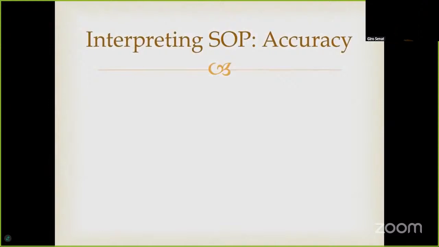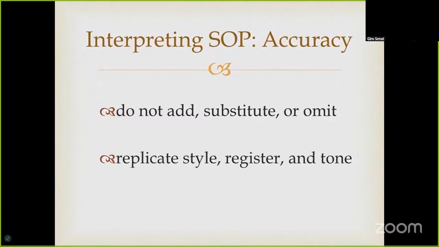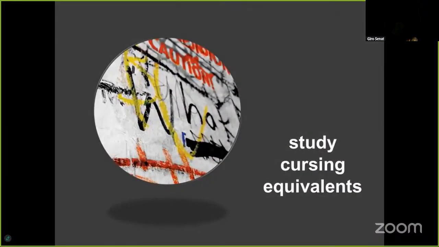There are two principles of accuracy when it comes to interpreting that apply here. First, an interpreter should not add, substitute, or omit any part of the message. Second, an interpreter should replicate the same style, register, and tone of the speaker. Instead of working to avoid curse words, we should actually study various slang and offensive language so that we can make the best word choice when interpreting into the target language.